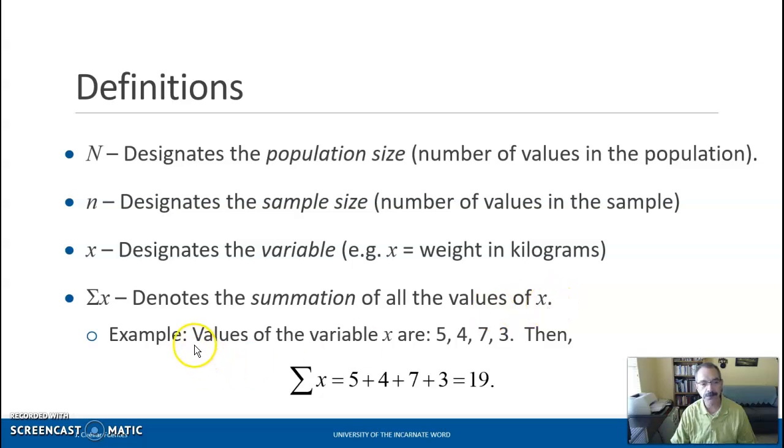Here's an example. The values of the variable X are, in this case, 5, 4, 7, and 3. So if you write capital sigma of X, that means sum the values of X. So you will sum 5 plus 4 plus 7 plus 3. And if you carry out that calculation, you will obtain 19. So these are the letters that we're going to use in the formulas that follow. If you have a question about those formulas, come back here and see what each symbol represents.